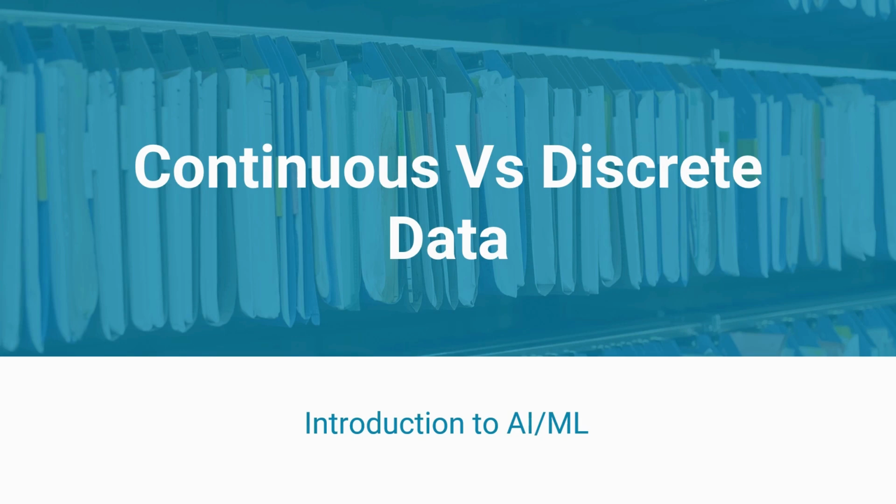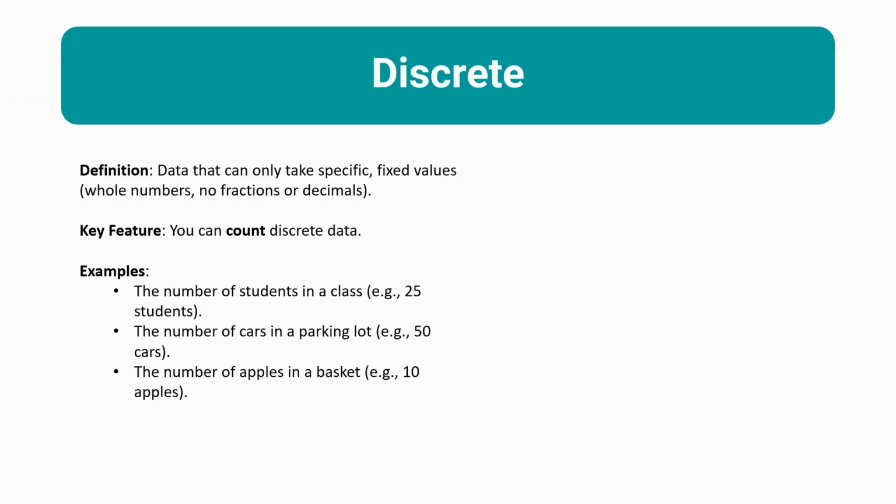Hello everyone. Today we are going to learn about two important concepts of data, which is continuous versus discrete data. So primarily data can be segregated into two main things. One is continuous and one is discrete data. So what is discrete data?